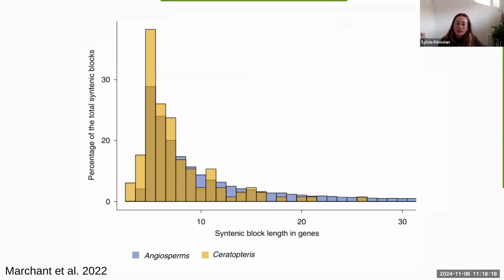Some further evidence for this is from the Ceratopteris genome. So Ceratopteris is the model fern, and its genome came out a couple years ago. And this is a similar syntenic block distribution for Ceratopteris compared to angiosperms. And so we see that Ceratopteris itself, it is a homosporous plant, but it looks like it has a ton of small syntenic blocks, indicating relatively fast diploidization and downsizing.